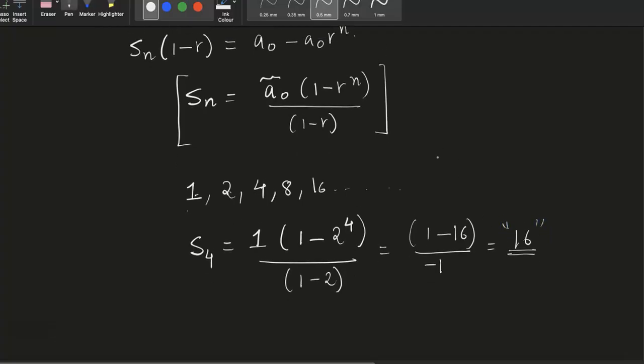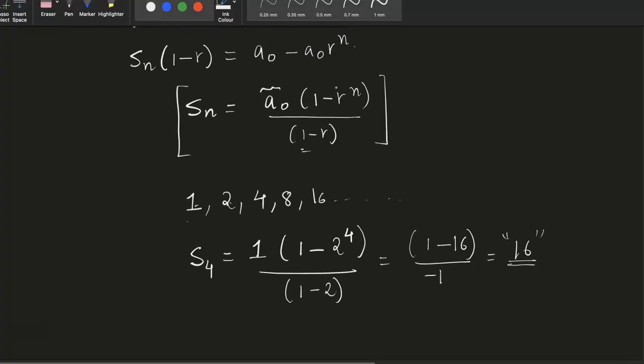Similarly, for r negative you can do the same thing. For r a fraction also you will get the same thing. You can do the same thing basically. If r is negative, then the denominator will become positive. So you can substitute into that formula.